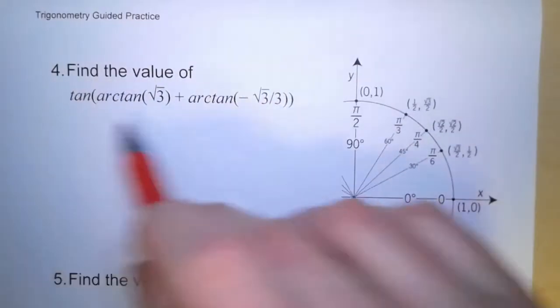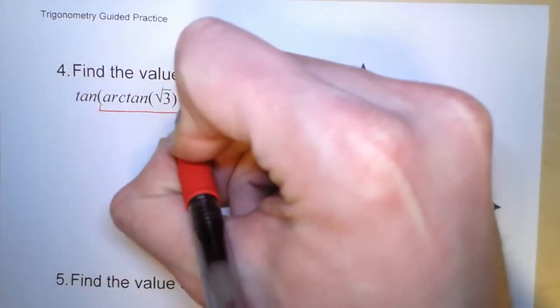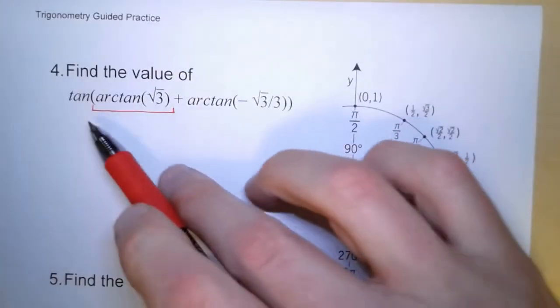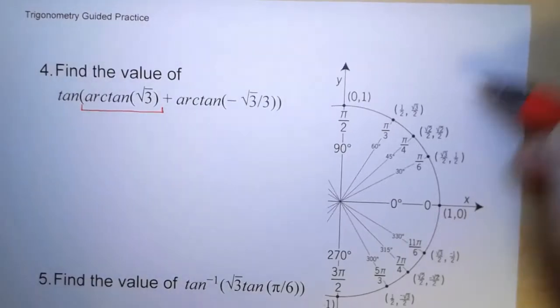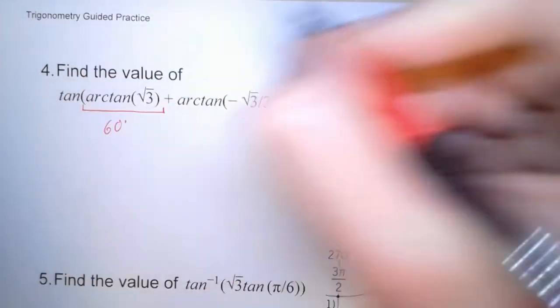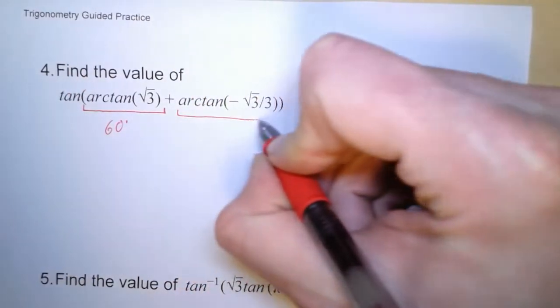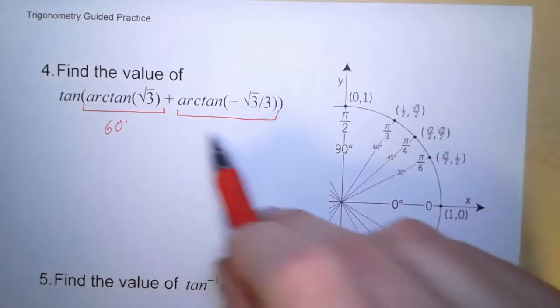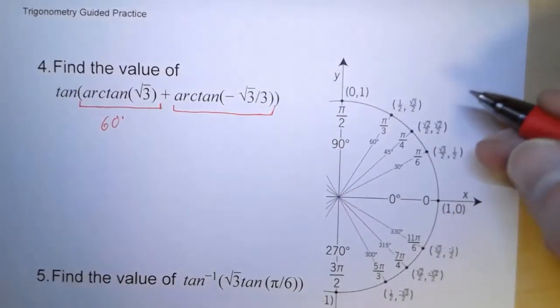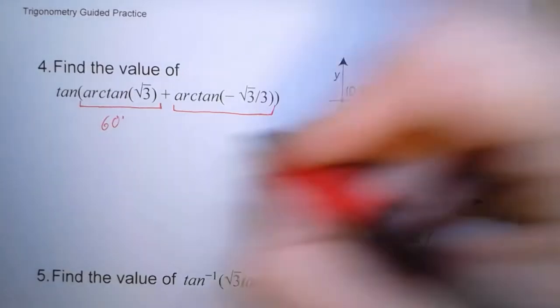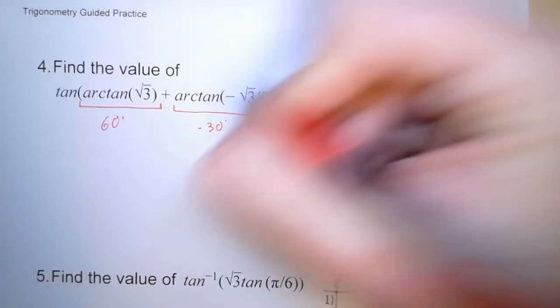Now on the second page, we want to find the value of this entire expression. And so first, we want to figure out where tangent is radical 3. Well, that's this point right here. That's going to be 60 degrees. Over here, we want to know where tangent is negative radical 3 over 3. Well, that's right here at -30.